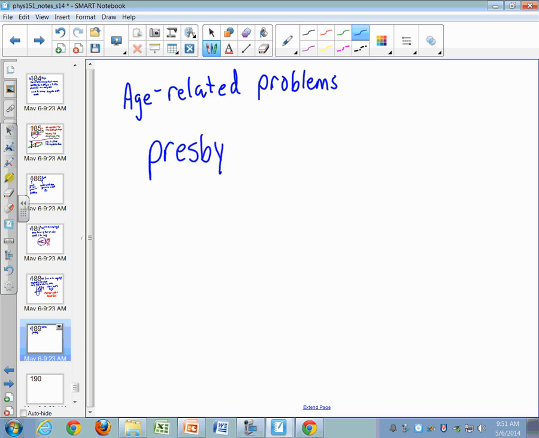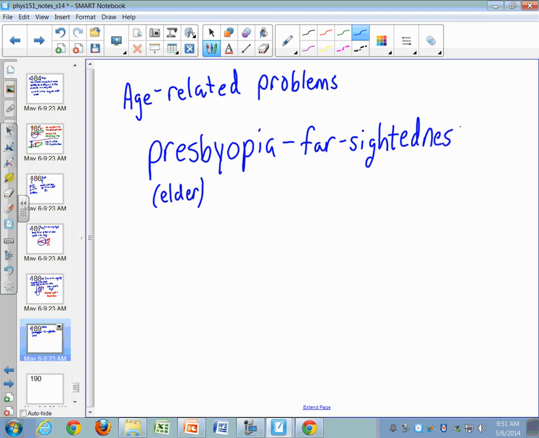Presby, it means elder, by the way. So this is a problem that you have when you get old, I guess. The first one is called presbyopia. And this is a form of farsightedness. But it's not because of the shape of your eyeball. It's just something that comes with age, right?